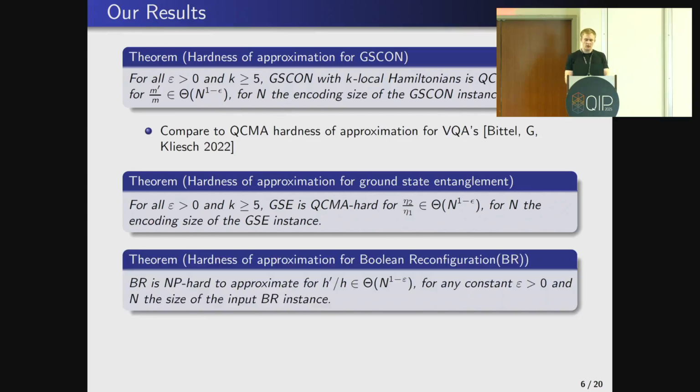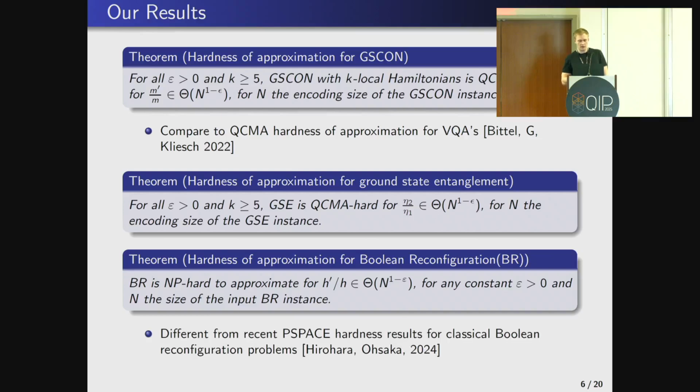Lastly, I won't touch on this too much in this talk. We also get the same result for Boolean reconfiguration. This is just the classical version of GSCon. But this is also interesting, especially because lately there have been a few PSPACE-hardness results for classical Boolean reconfiguration problems, but those were in the number of satisfied constraints, right? While we are looking at the path length of the paths.